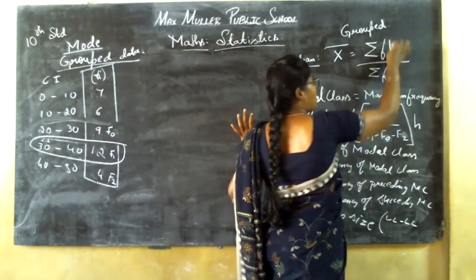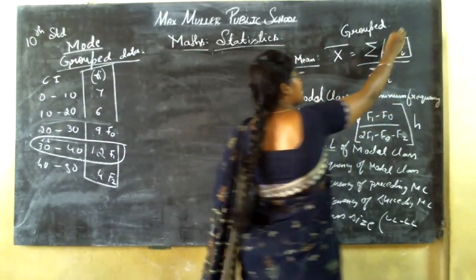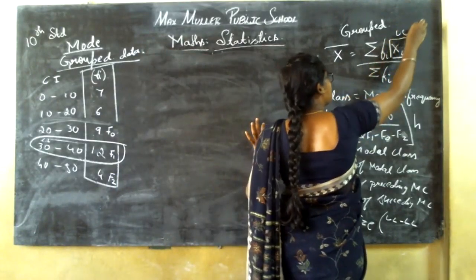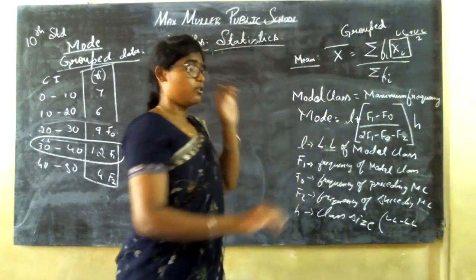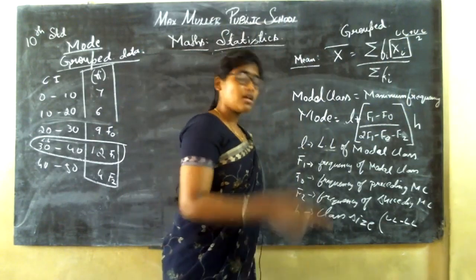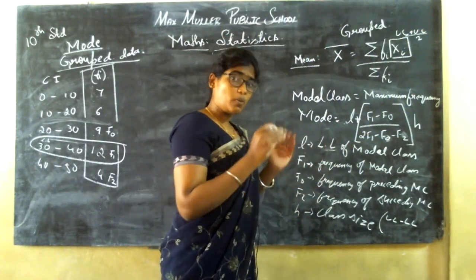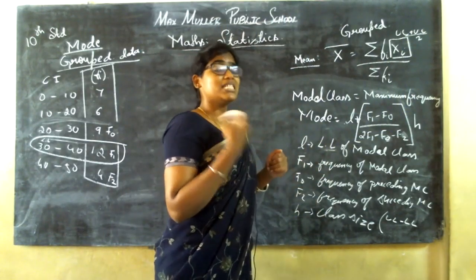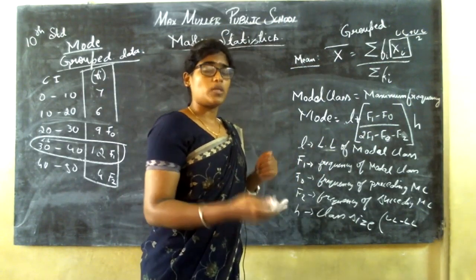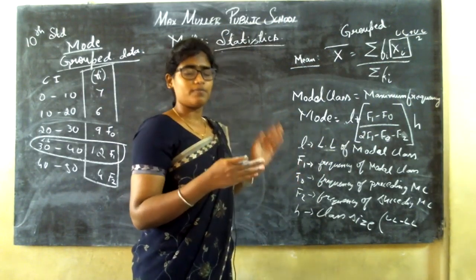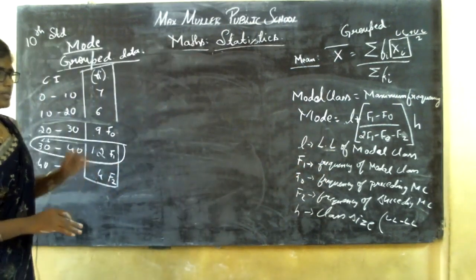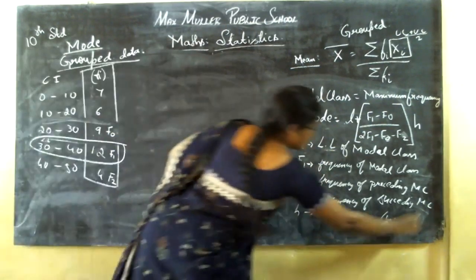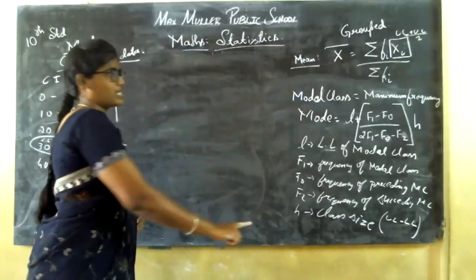Do not confuse it with the class mark. The class mark is lower limit plus upper limit divided by 2, the middle number of the class. But for class size you are seeing the difference, whether there is an equal difference between the class intervals or not. If it is there, then the class size is equal for all of them. Clear about this? I think the formula is clear for you.